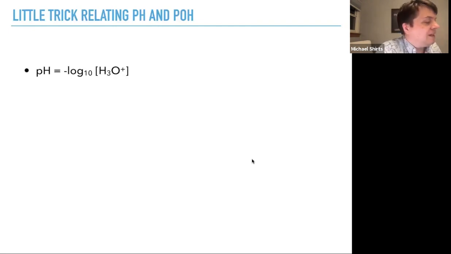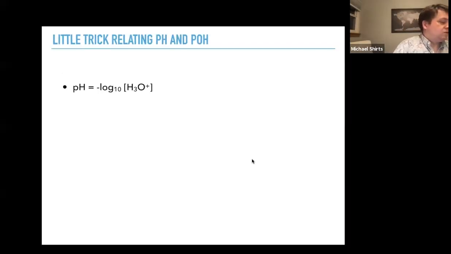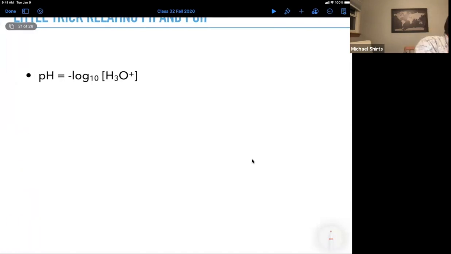Okay, so a little trick relating pH and pOH that's useful if you want to convert back and forth between them. So the pH is minus log 10 of the hydronium concentration. And so let's do a little math here. So we have that H3O plus, the hydronium concentration, times the hydroxide concentration, assuming we're at 25 degrees C, is 10 to the minus 14. Let's take the minus log base 10 of both sides of this.